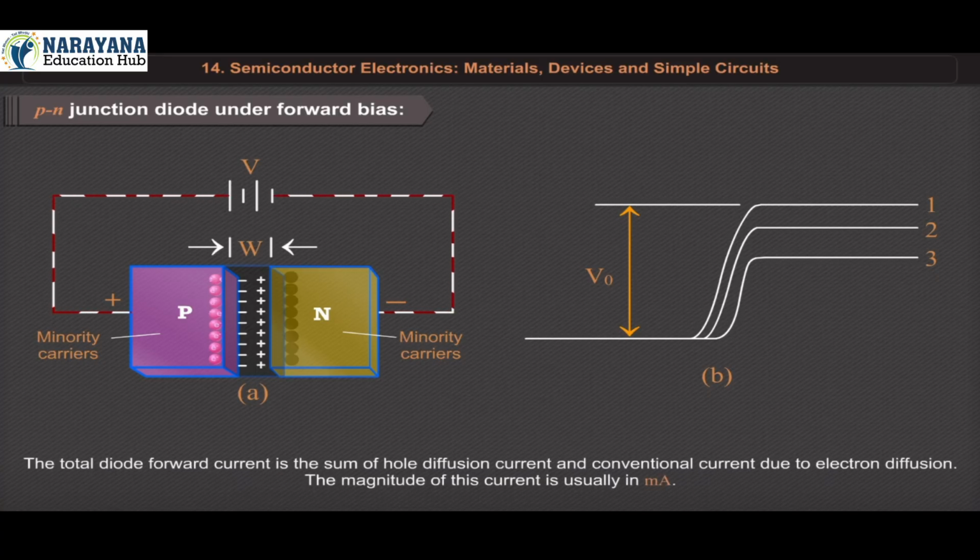The total diode forward current is the sum of hole diffusion current and conventional current due to electron diffusion. The magnitude of this current is usually in milliampere.